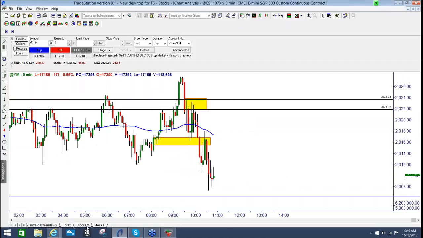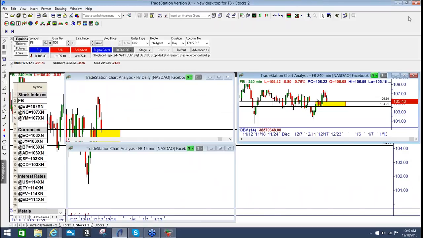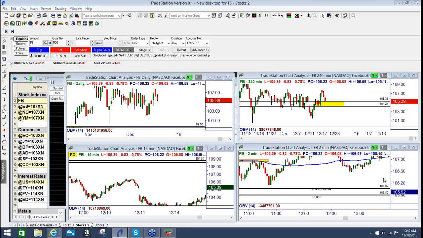Let me get into Facebook. Facebook hit the 240-minute long level. Posted in handout yesterday. All right, now let's go on to Apple.